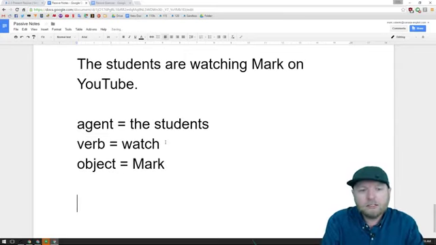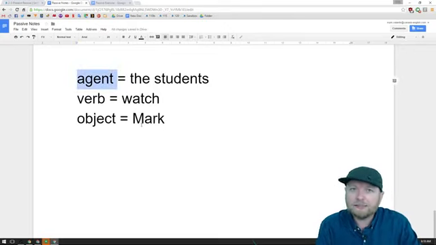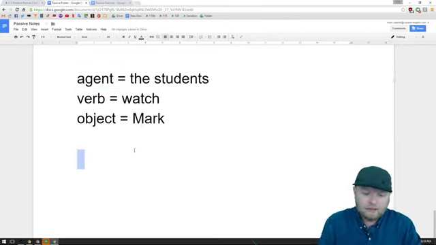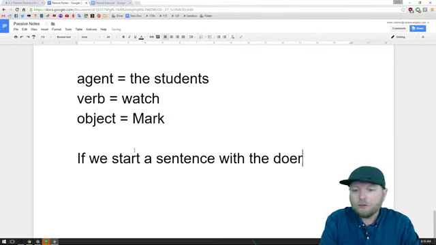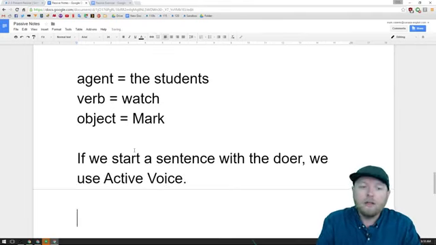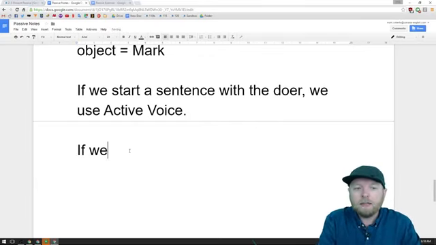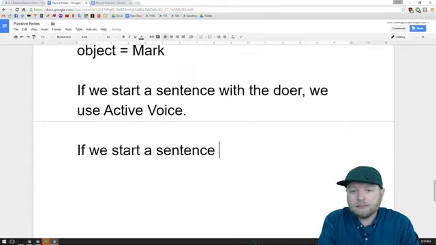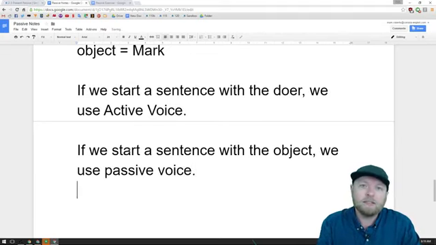So, if we start a sentence with the doer, let me write this. If we start a sentence with the doer, we use active voice. This is easy for you guys. But if we start a sentence, listen Paul, listen Rosa, here we go. If we start a sentence with the object, we use passive voice.